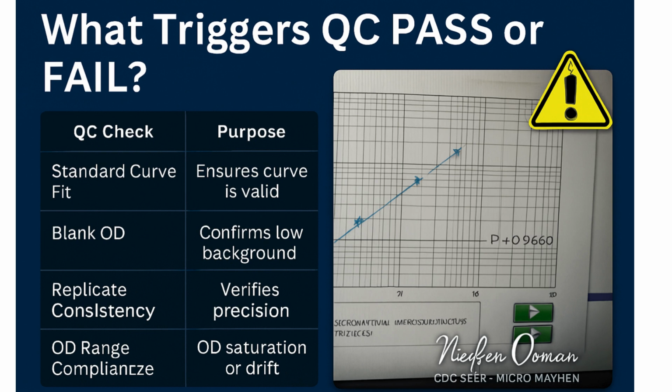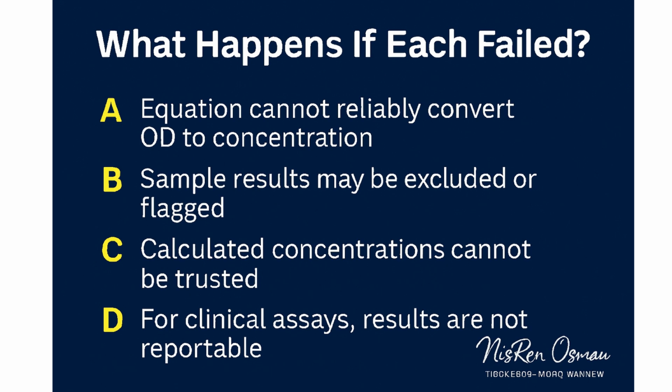In slide 4, we will see what happens if it fails. When curve fit fails, the equation cannot reliably convert OD to concentration. This means sample results may be excluded or flagged, and for a clinical assay, the results are not reportable.